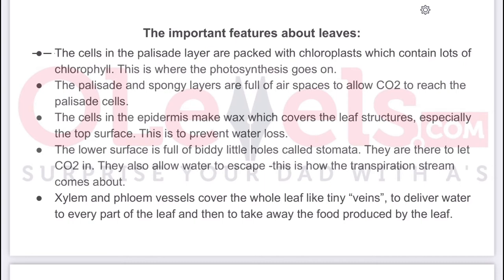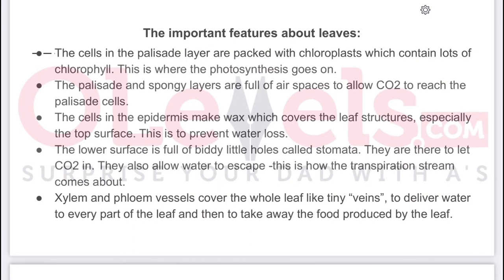The cells in the epidermis make the wax which covers the leaf structures, especially the top surface. This is to prevent water loss. The lower surface is full of tiny little holes called stomata. They are there to let carbon dioxide in. They also allow water to escape. This is how the transpiration stream comes about.